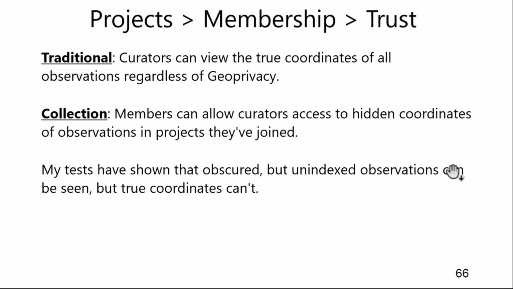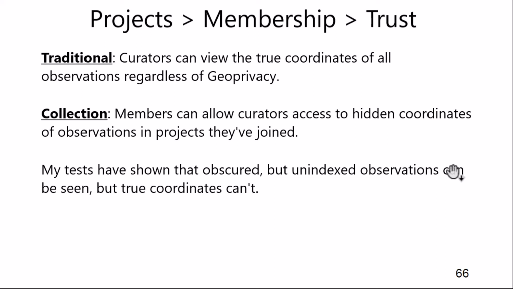Now, this is one that's a little bit pointless, but in a traditional project, the ones where you have to actually join and formally move the observations into it, the curators can actually see the true locations of those observations, because the traditional project doesn't care at all about obscuration rectangles. So, for instance, SCAN has a project for all of our field trips, and I can see the true locations of obscured observations that have been put into that project. And I'm one of the managers of that project.